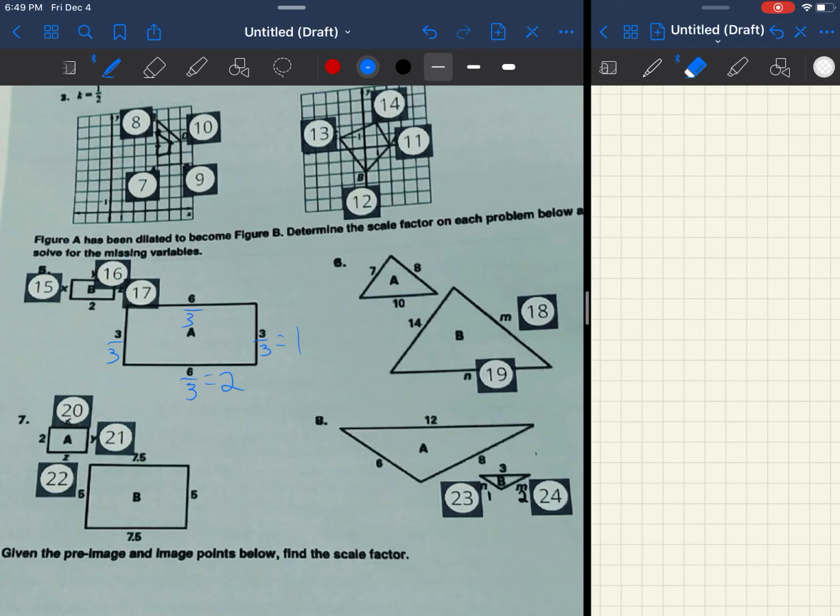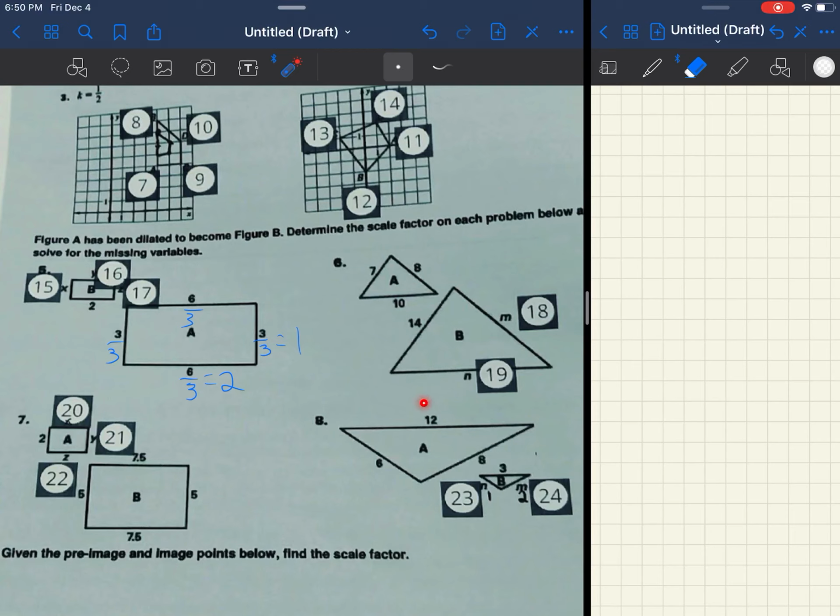So let me get my pointer. This right here is going to be this side right here. 1, 1. So the answer to number 17 is 1. If I look at the top, 6 divided by 3, well, that's 2. So the top over here is going to be 2. The answer to number 16 is going to be 2. And finally, on this side, I have 3 divided by 3. 3 divided by 3 is 1. So this side right here is going to be 1. The answer to 15 is 1.